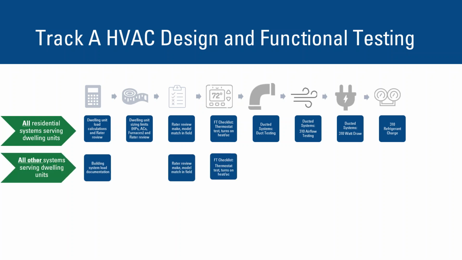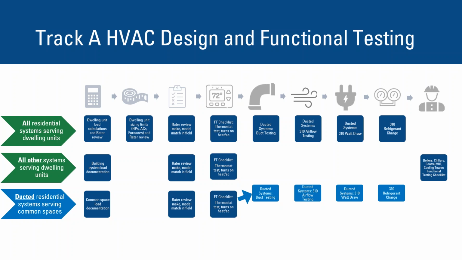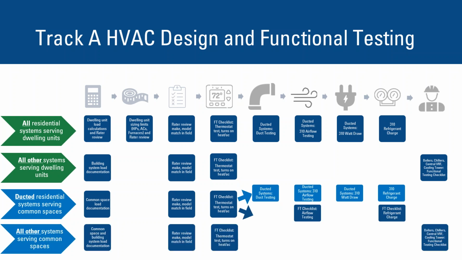Now for the other systems that are not the residential systems, it's very similar to what you would have for track B, where you document the load and you do the make and model of the indoor unit test and the functional testing checklist. When you go to the common spaces, this is where there are even more options currently. So the common space can either choose to follow the track A test and do the 310 test, or they can choose to do the functional testing checklist, and then all the other systems are treated the same way.